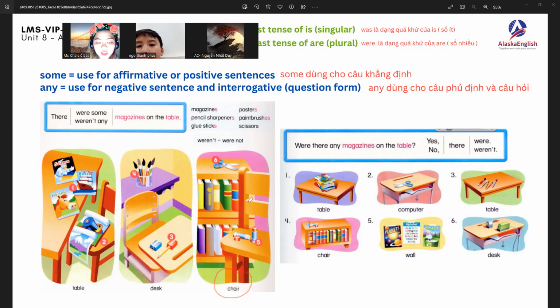The object that we are highlighting now is the chair. How can you make a sentence for number five? There were some glue sticks on the chair. All right. How about number six? There weren't any scissors on the chair. Okay, so we're just reviewing. We already did this last time.